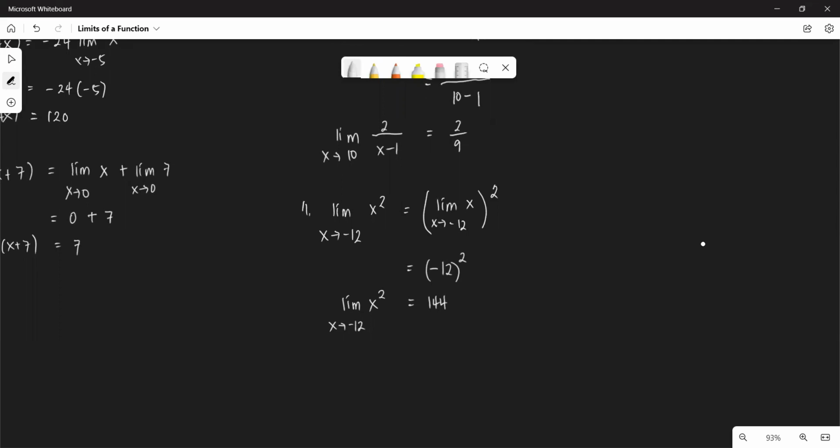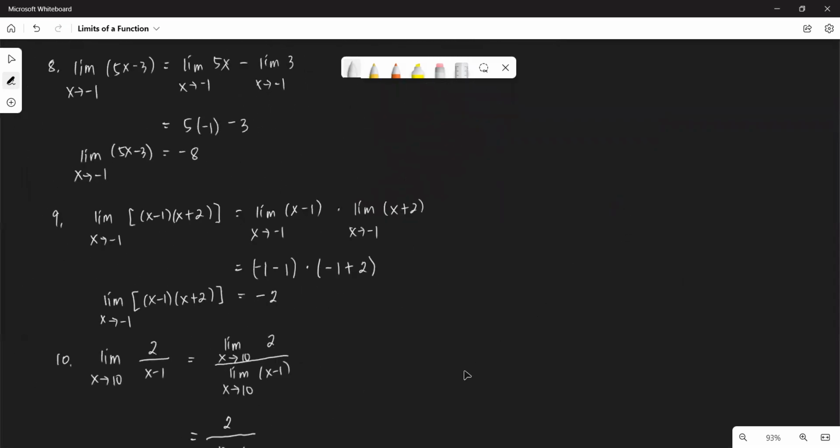So it's different if we are going to remove the parentheses. Okay. So it's different if you write it this way. This means you need to square 12 first before putting the negative sign. So this is not 144, but it's negative 144. Okay. So just a quick reminder, because that's a common mistake of students.